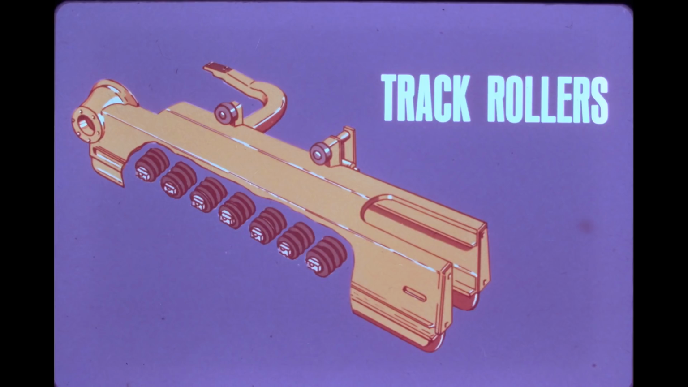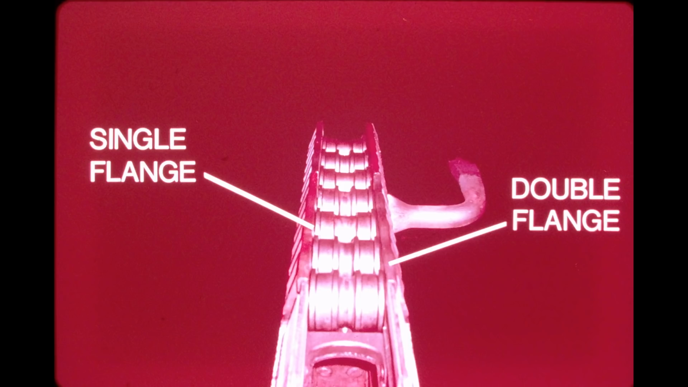The track rollers support the machine and provide a running surface for the chain. The track rollers are mounted to the underside of the track frame. Notice that both single and double flanged rollers are used to keep the track chain in perfect alignment. The single flange rollers ride on the outside of the chain, while the double flanged ride on both the outside and inside to keep the chain in alignment.